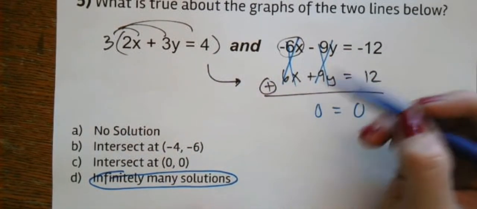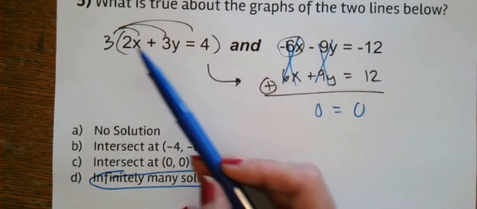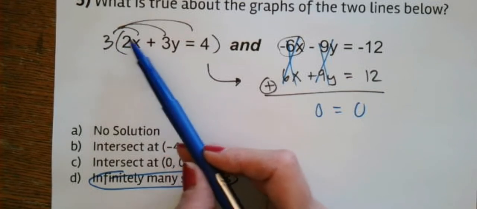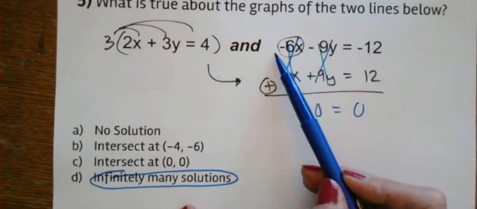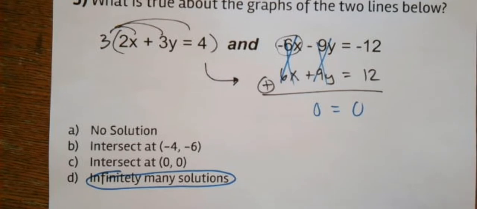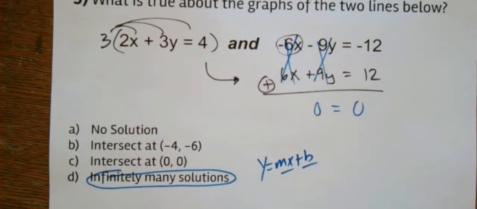Did you notice here that if you were to triple everything, like if I multiplied everything on this equation by -3, I would get this exact equation? Or if I divided everything here by -3, I would get that exact equation. If we rewrote them both as y equals mx plus b, they would be the exact same equation.